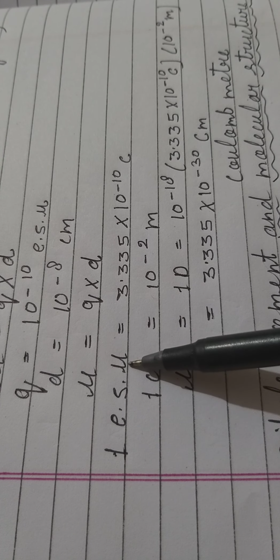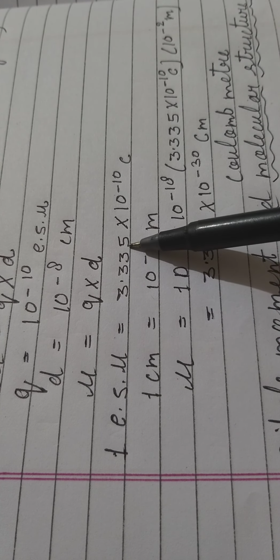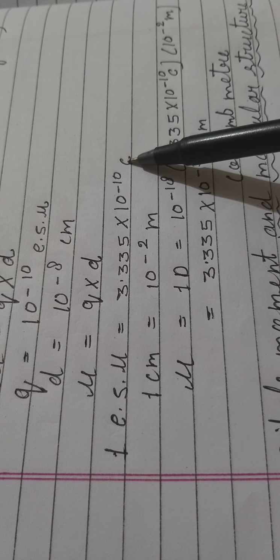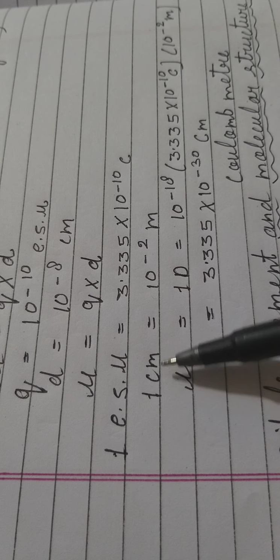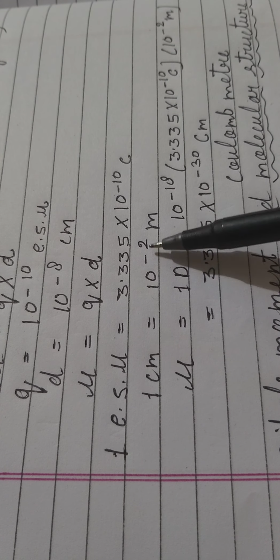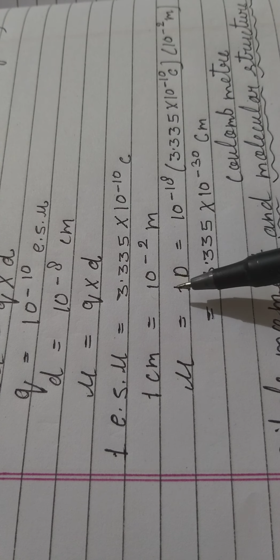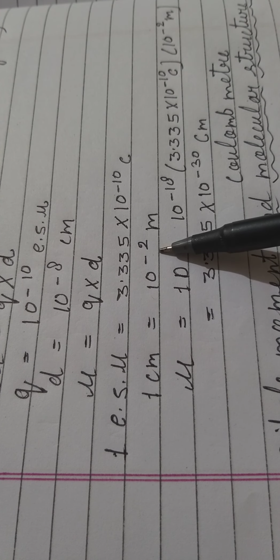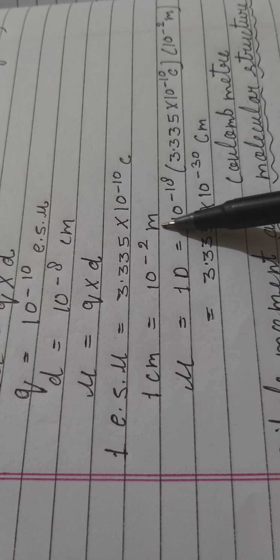1 ESU is equal to 3.335 into 10 raised to the power minus 10 coulomb. Coulomb is the unit of charge. And 1 centimeter is equal to 10 raised to the power minus 2 meter, which means we have to divide it by 100, or multiply it by 10 raised to the power minus 2, as we have to convert into meter.